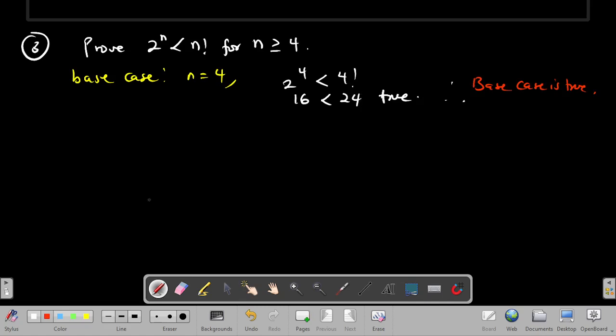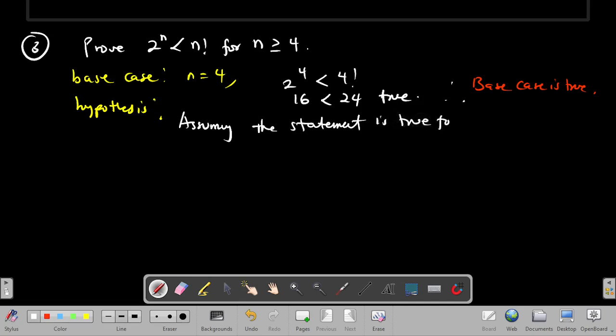If our base case is true, then what do we do next? We go to our hypothesis. Our hypothesis here will simply assume that the statement is true for n equal to k. Therefore, my statement becomes 2 to the power k is less than k factorial, for k greater than or equal to 4.